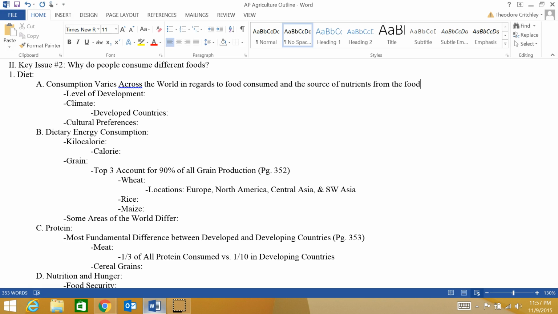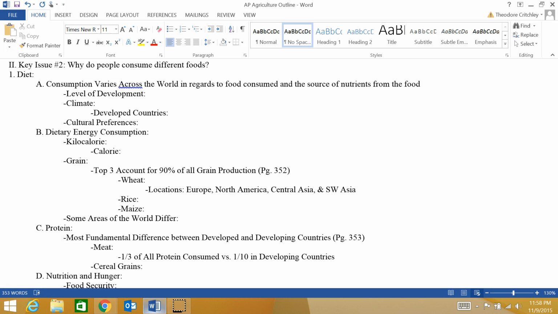And so this will be the shortest key issue section you have. I think in your book it's like three and a half pages, something like that. Most of them being graphs, maps, charts, things like that. So let's try to knock this one out real quick.